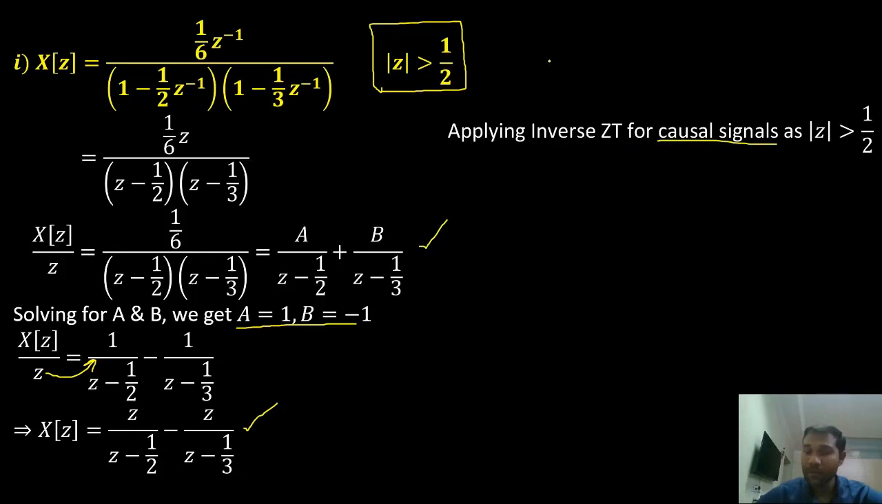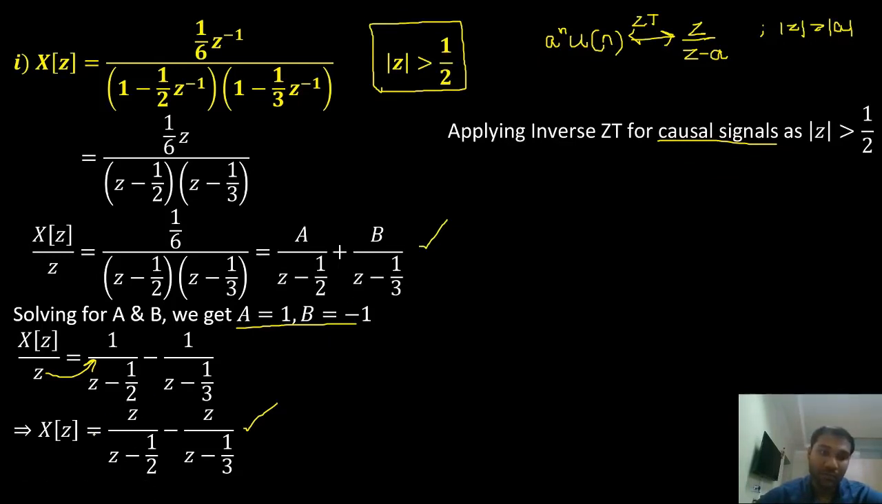So from the standard z pairs, we have a power n u of n, right? A power n u of n has this z transform. What is the z transform? It is z by z minus a, and the corresponding ROC is mod z greater than mod a.